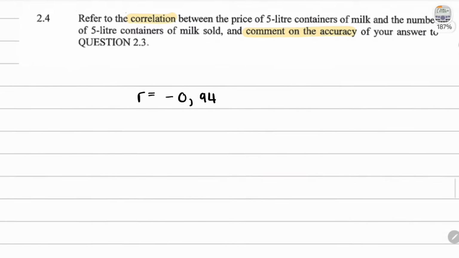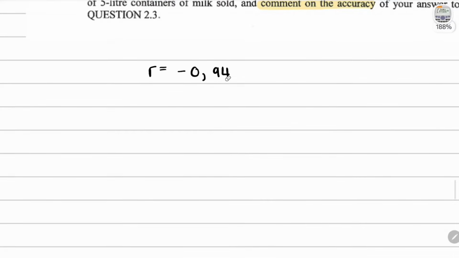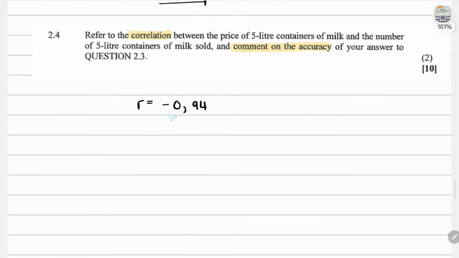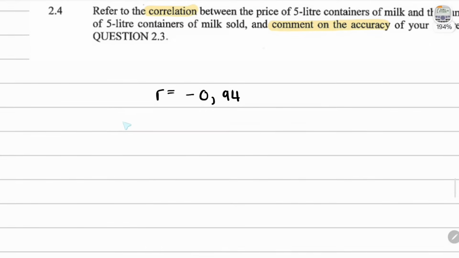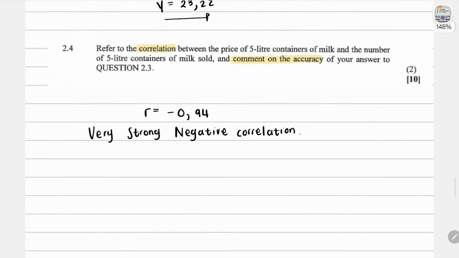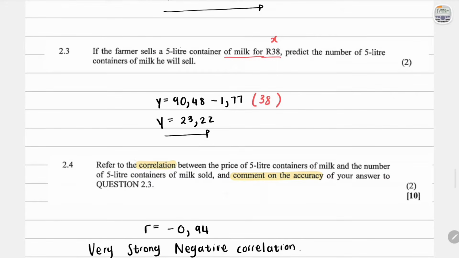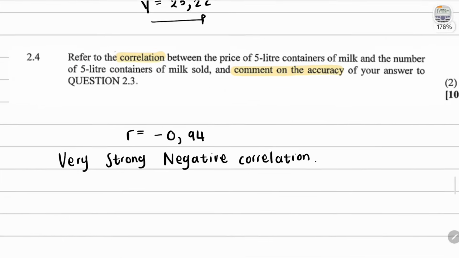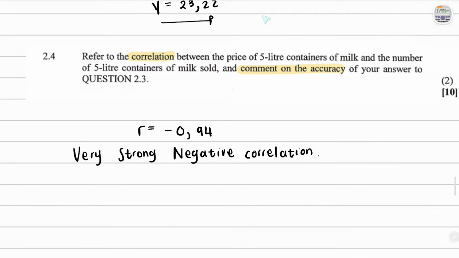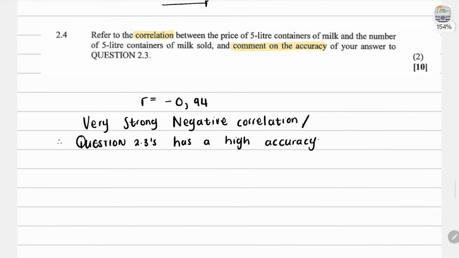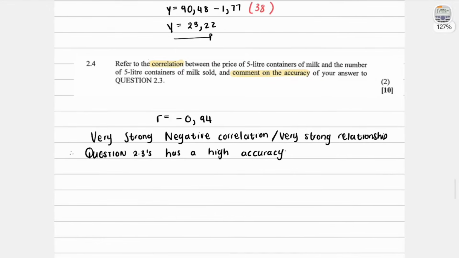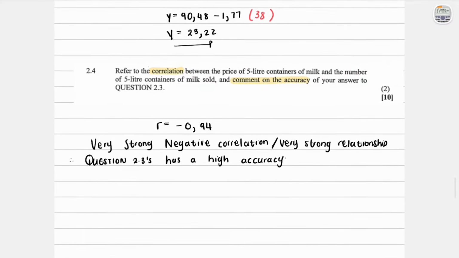Now, from our correlation coefficient scale, we'll know that this is in the range of a very strong correlation. So we can just state the correlation that we have. We have a very strong negative correlation. And so that, of course, makes the information that we found here to be pretty accurate. So we can say that the accuracy will be high. Okay, so in general, there is a very strong relationship between the price of milk and the number of containers sold. Okay, and that is it for question 2.4, and that is it for question 2.